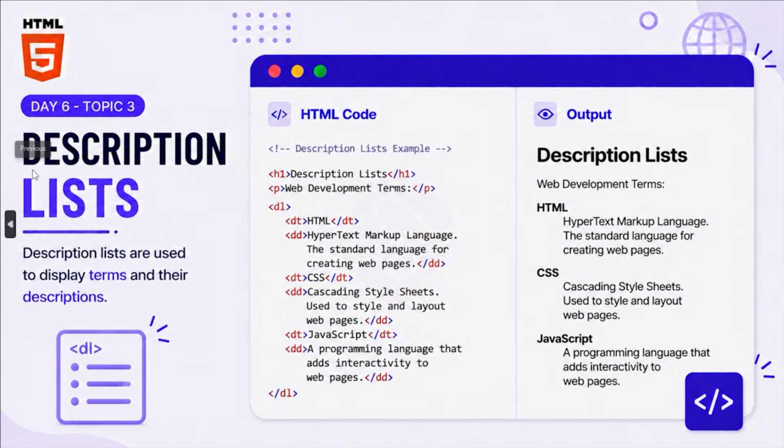Let's learn about the description list. A description list is used to display terms along with their explanations. It uses three tags: the DL tag, the DT tag, and the DD tag. DL means description list, DT means description term, and DD means detailed description. So let's take the example.